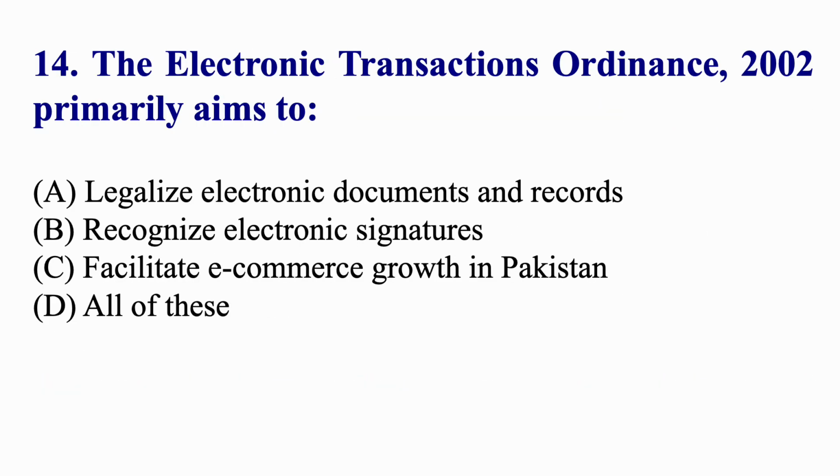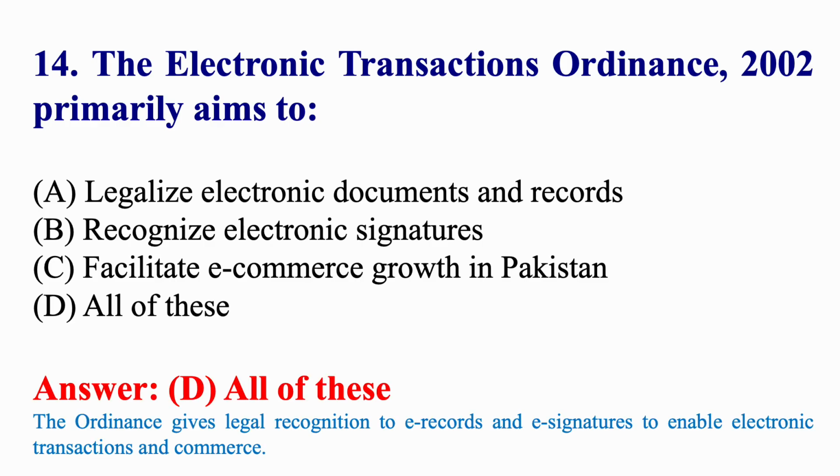The Electronic Transactions Ordinance 2002 primarily aims to all of these. A is legalize electronic documents and records, B is recognize electronic signatures, C is facilitate e-commerce growth in Pakistan.